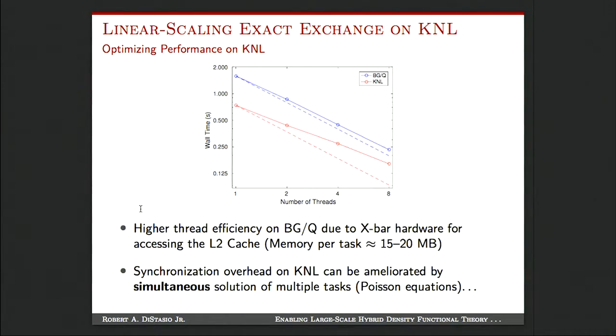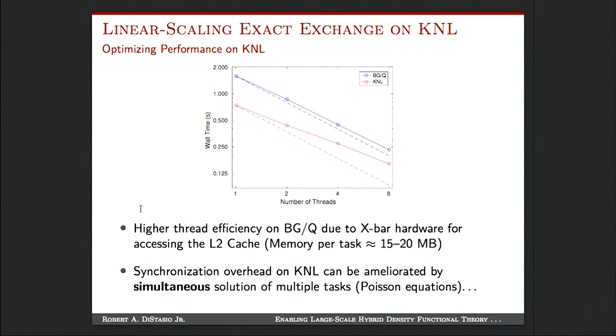I think we understand that now, right? You have the crossbar, which allows you to access a fairly large L2. Our problem completely fits inside of L2 cache here. And it's that simple, right? So the threads have access to the parts of the memory that they need in a much more efficient way. And in the KNL, that's just simply not the case. So we start losing a bit more on the KNL.